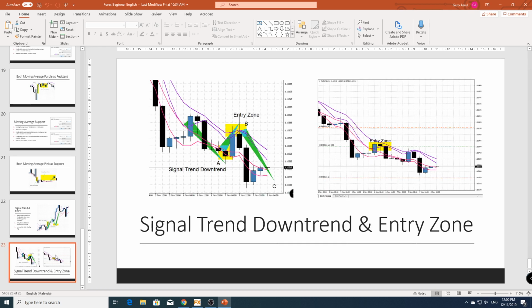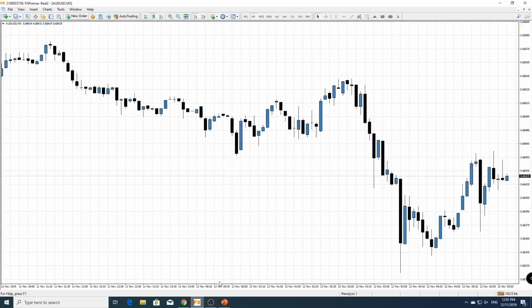Last video I talked about the signal trend and entry zone. This is really important to understand: how the signal trend works, how the signal trends show themselves, and how you are going to find the entry zone, which is the MA opposite of the entry. So today we're going to focus on the Bollinger Band.